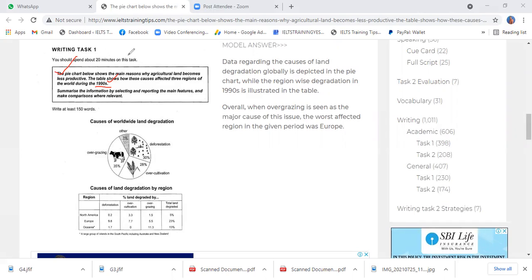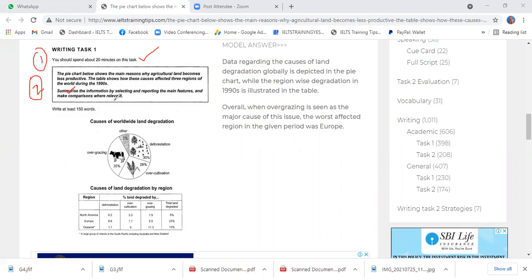So we can see the question requirements. Requirement number 1 is the time requirement. If you complete the task within this 20 minutes, that would be better. If you take more time, you are consuming the time for task 2. The second requirement is to summarize the information.